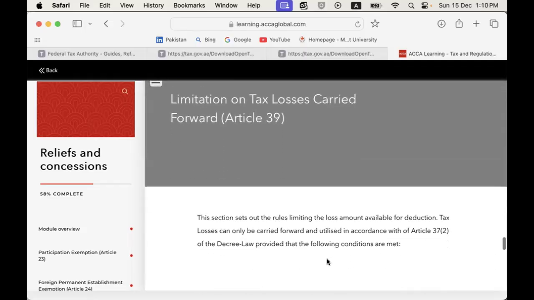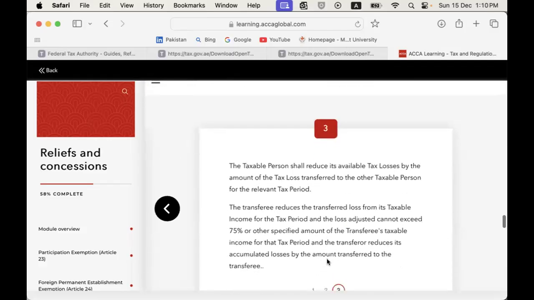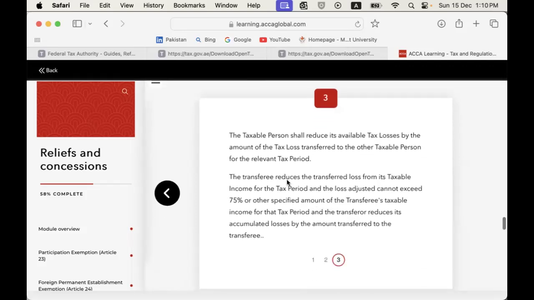So just one small thing. The loss transferred, is that also limited to 75% of the transferee's income? Yes, actually, more than that. If you really think about it, it is mentioned here. The transferee reduces the transferred loss from its taxable income for the tax period, and the loss adjusted cannot exceed 75% of the transferee's taxable income.